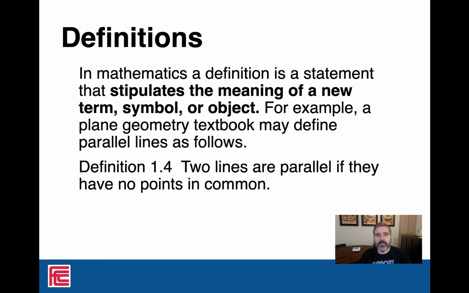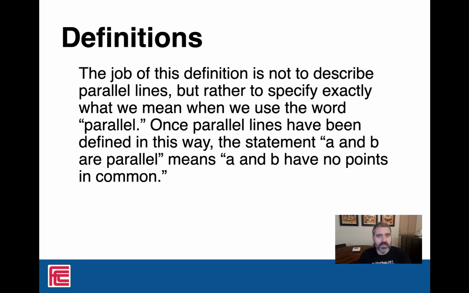So here we have an example. Two lines are parallel if they have no points in common. Now you understand what parallel lines are, and you know that that's true. But here we're not describing parallel lines. You're now defining, stipulating what it means to be parallel. What it means to be parallel is that two lines have no points in common. So this definition is not describing one aspect of parallel lines. It is the definition of what it means to be parallel.